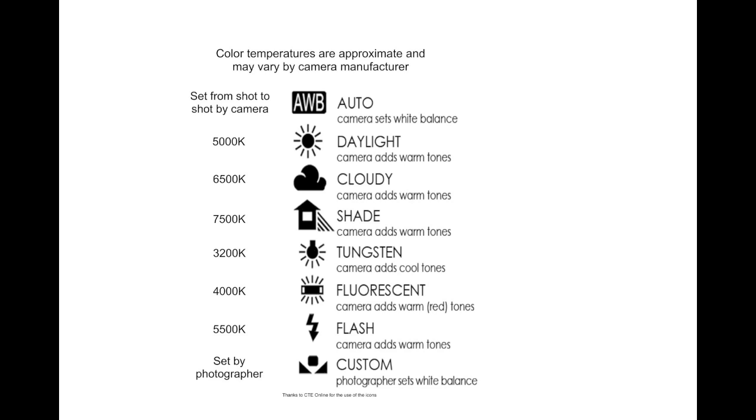The next several settings are pretty straightforward. They're designed to be used in a specific lighting situation. So here is a list with the color temperatures and the icons that represent everything. You've got sunny, you've got shade, you've got cloudy, tungsten, fluorescent, and flash. Now there's another one that you see here though, and this one is called the custom white balance setting.